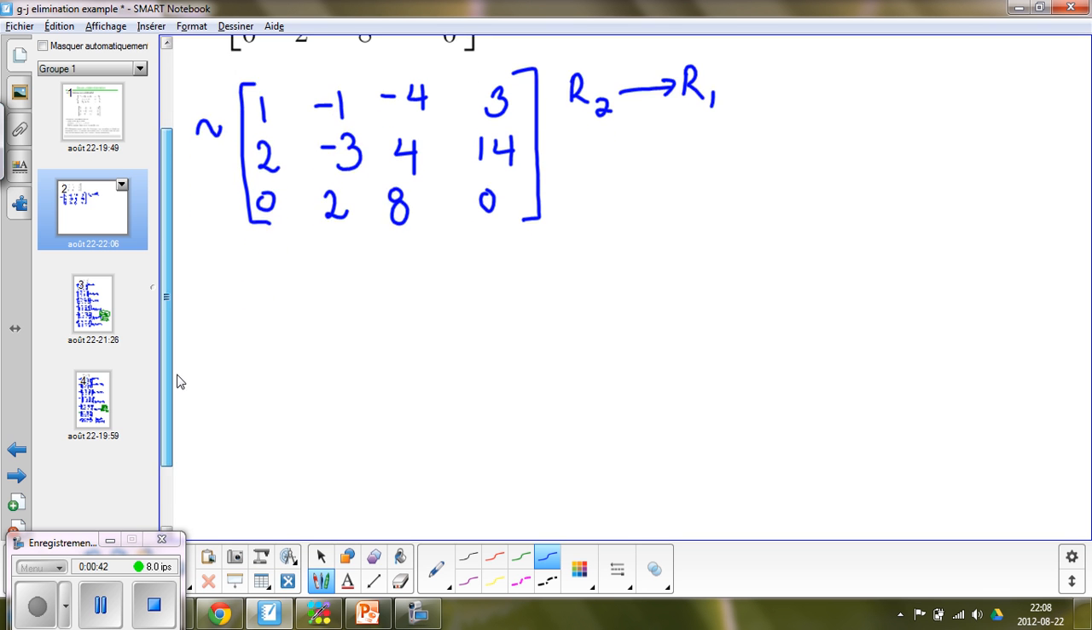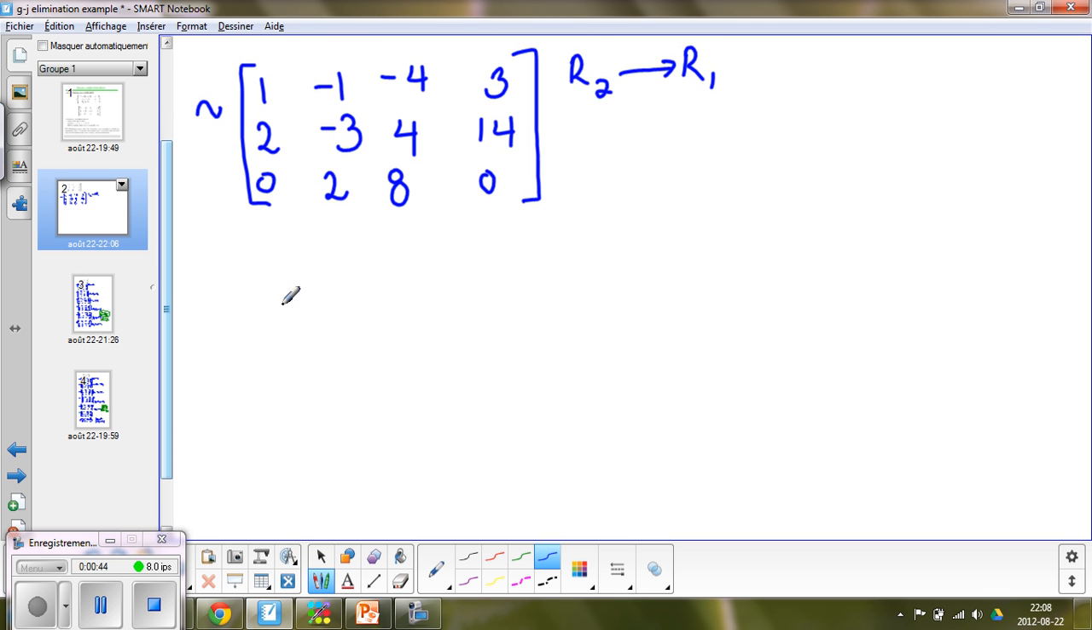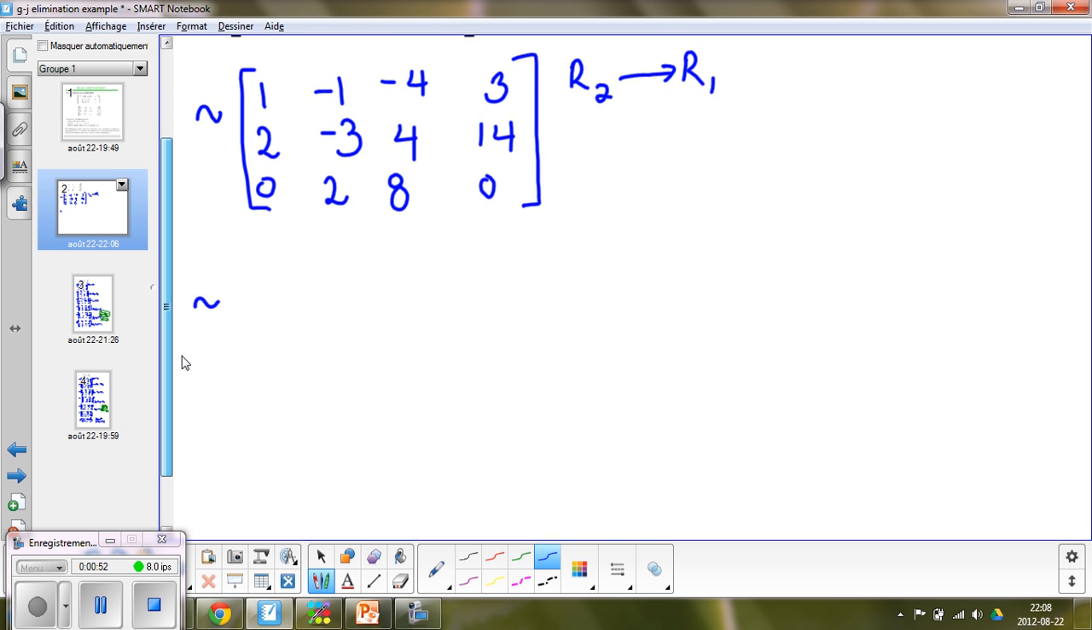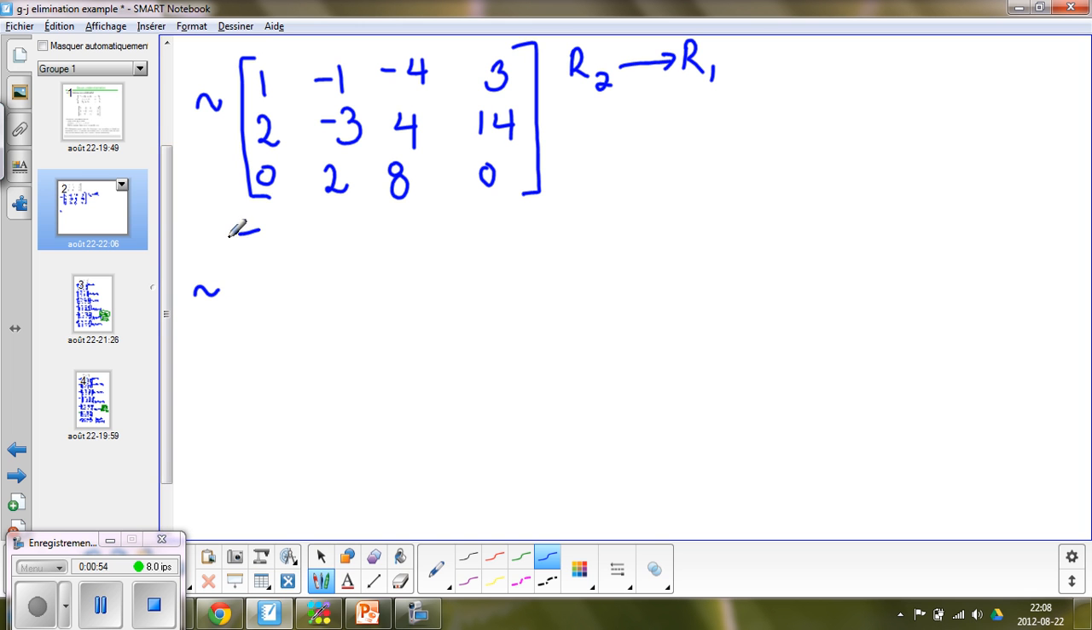Do keep in mind, obviously you could do it differently. You could have decided instead to divide this first row by 2. That'd be allowed. There's no just one way of doing things. If you don't make mistakes, you'll get the right answer anyway. So I've got a 1 here.